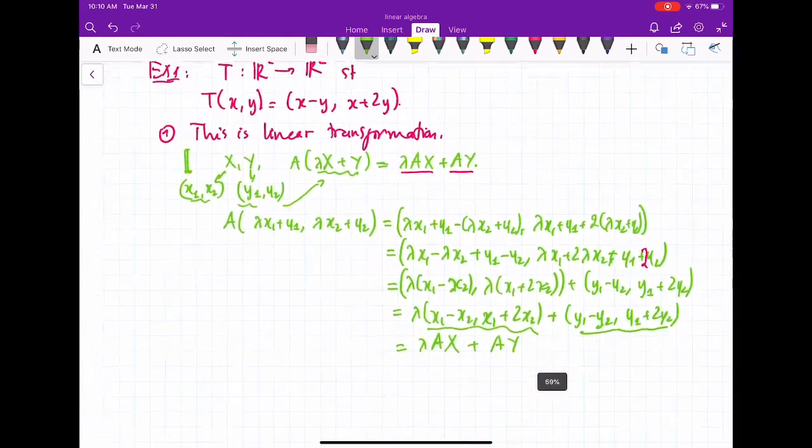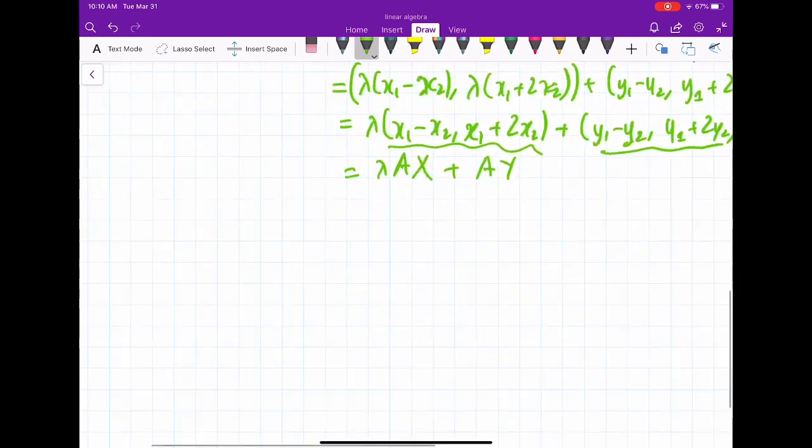All right. Now, once we have a linear transformation, we can find the image of a vector via this linear transformation. So like, let's find the image of v.